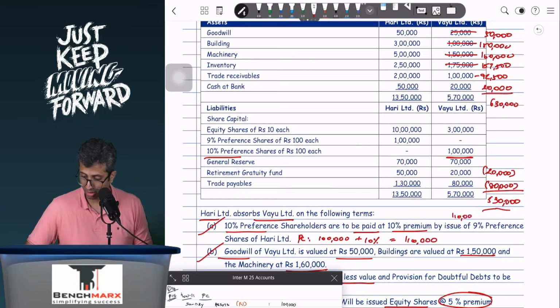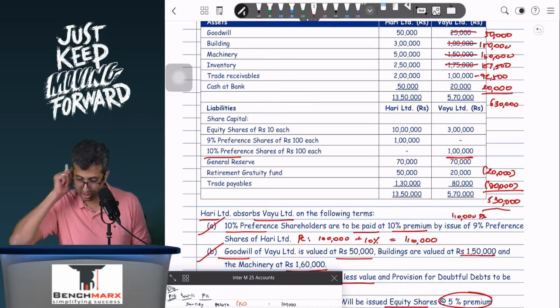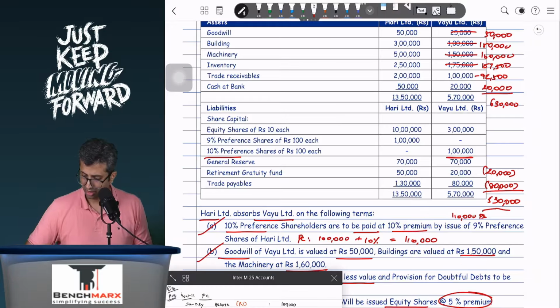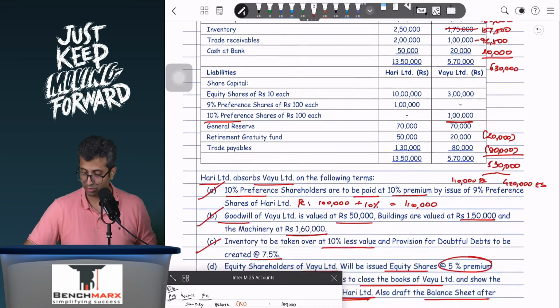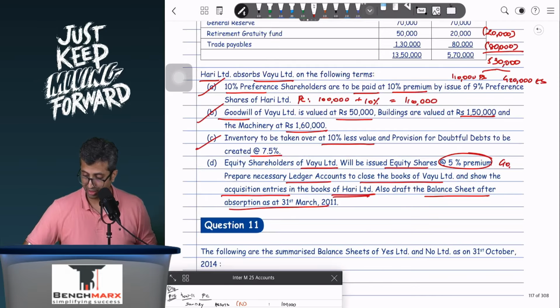1,10,000 will go to the preference shareholders, and hence the remaining 4,20,000 will be the PC which is going to be issued to the equity shareholders. These are issued at 5% premium, so 10.5 will be the issue price. 420 divided by 10.5 comes to 40,000 equity shares. This round number gives us confidence. 40,000 equity shares of rupees 10.5 each.